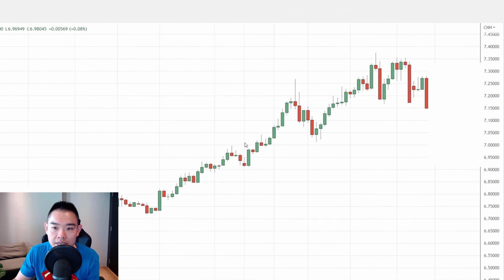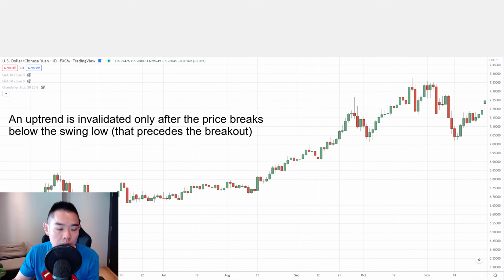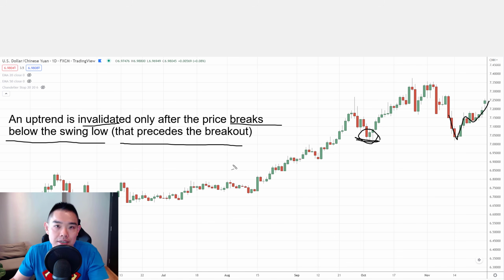You can see what happened next is that the market did dip lower and then continued up higher, because this is the swing low you want to pay attention to. Only if the market breaks and closes below it can we say that this uptrend is no longer intact and the market could possibly go into a range or reverse down lower. So remember, an uptrend is invalidated only after the price breaks below the swing low that precedes the breakout.